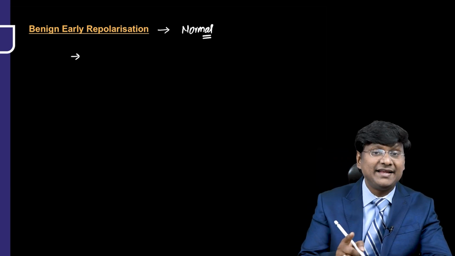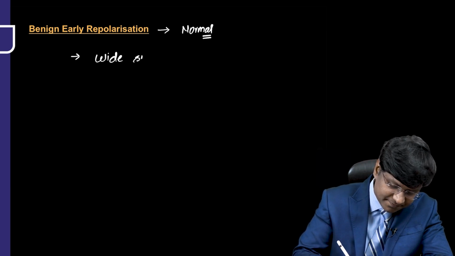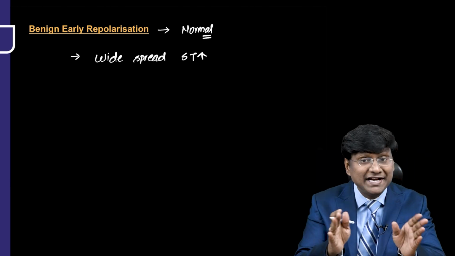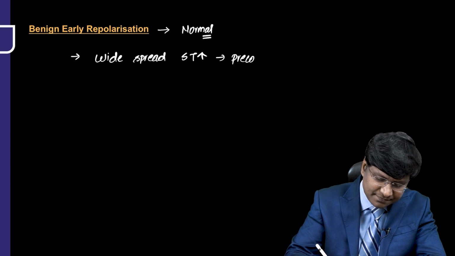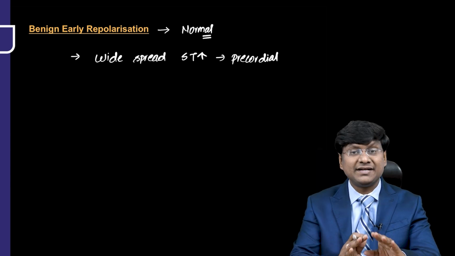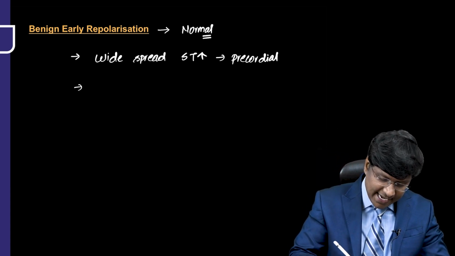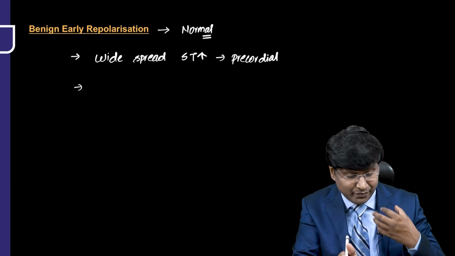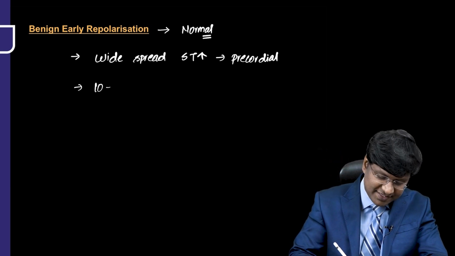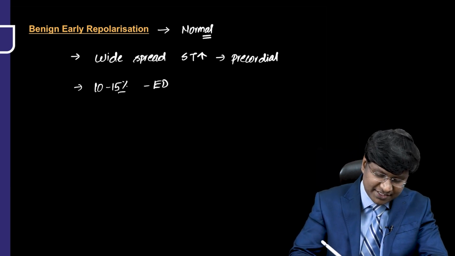Benign early repolarization will produce widespread ST segment elevation, particularly in the precordial leads, or it can be present even in all the leads, which mimics pericarditis. Up to 10 to 15% of patients presenting to the emergency department with chest pain have this benign early repolarization.